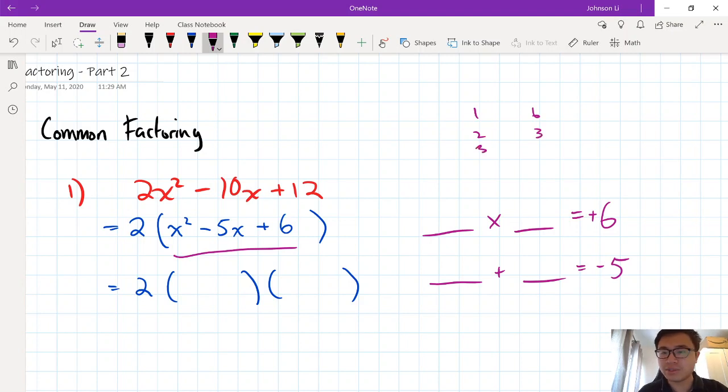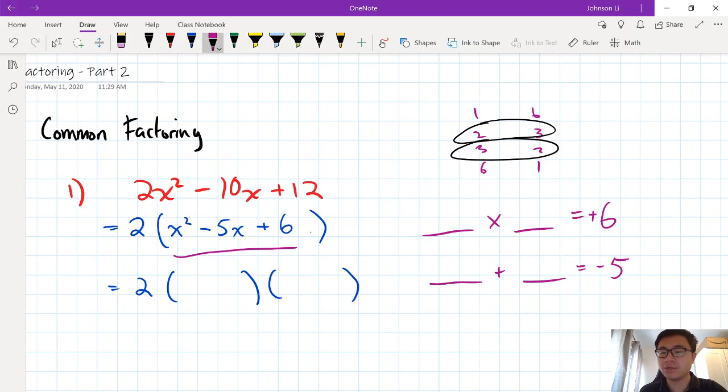We can do 3 and 2, and then 6 and 1, I believe. All right, so which pairs of these numbers can we use to make a 5? Well, we got 2 and 3, and 3 and 2, and these two are just the reverse of each other. They can make a 5, okay?